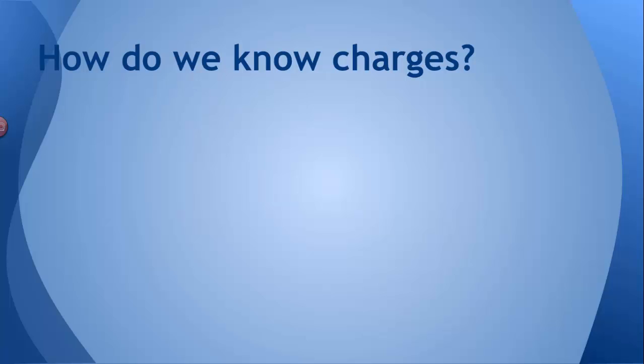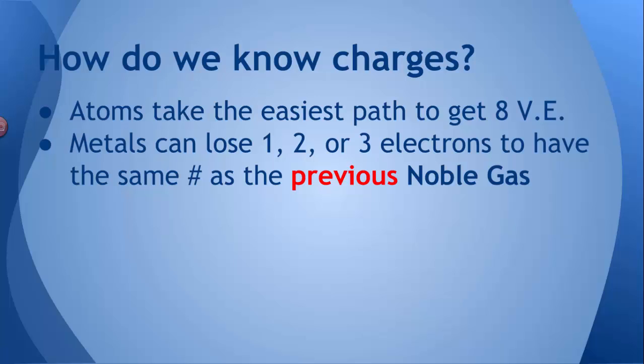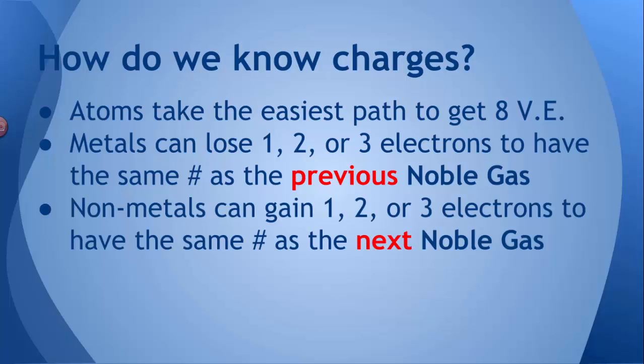Now we have to figure out how we're going to know the charges. Okay? So, an atom will take its easiest path to get 8 valence electrons, whatever takes the least amount of work or energy. Metals, since they like to lose electrons, the reason they like to lose electrons is because they're way over on the left of the periodic table. And it's easier for them to lose 1 or 2 or 3 electrons to go backwards to be like the previous noble gas, which has 8. So they'll be positive. Nonmetals are closer to the noble gases on the right, and so they have to gain a couple of electrons, 1, 2, or 3 electrons, and they'll become like their next noble gas. They'll become isoelectronic to that one.